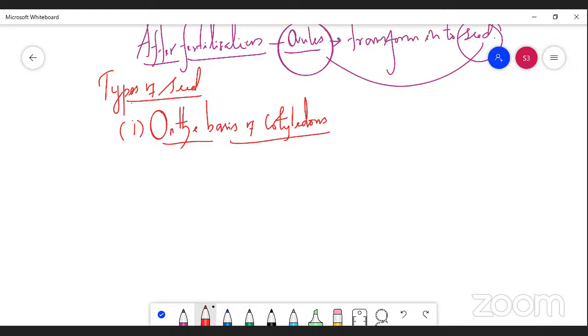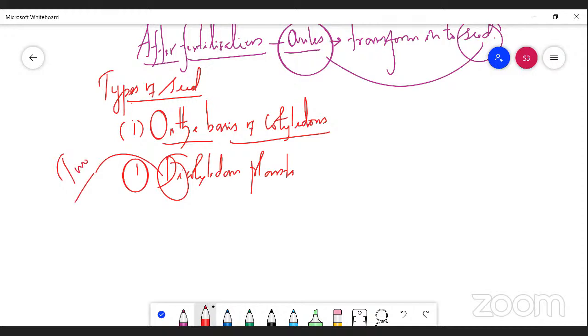On the basis of cotyledon, the seed can be classified into two types. One is dicotyledons. What do you mean by dicotyledonous plants? Di means two. When the seeds are kept in soil, after germination they produce two cotyledons. A seed which produces two cotyledons at the time of germination is commonly called a dicotyledon.